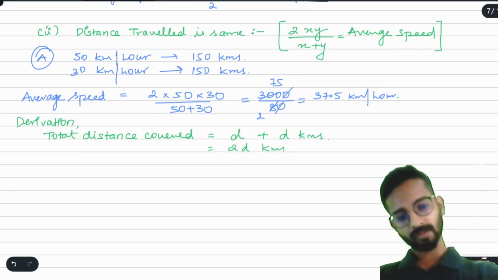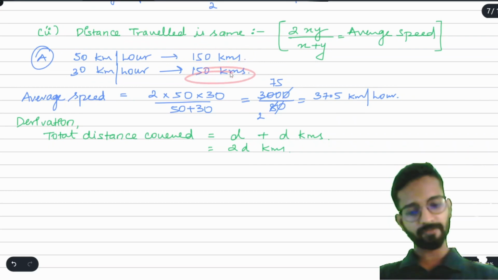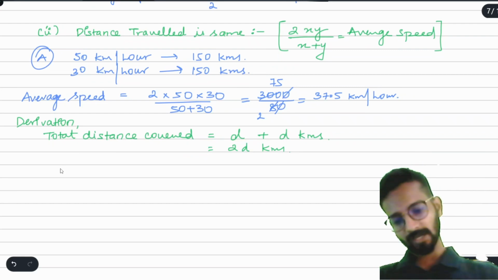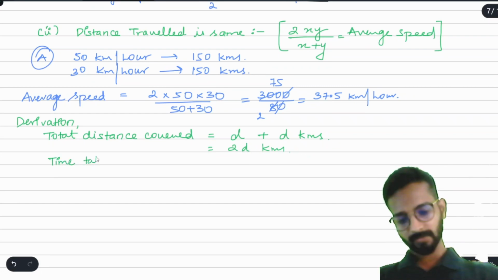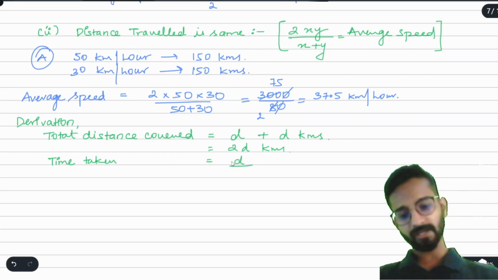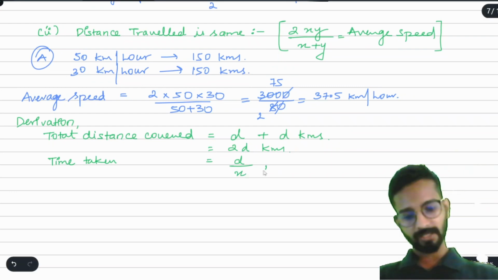How? First I covered 150 kilometers, then again I covered 150 kilometers at different speeds. So I am writing first I covered d plus again I covered d because the distance is same. So I can say total distance covered is 2d kilometers. Now after this what happens? How much is the time taken? Time taken is, first distance travelled, what is the speed? I can say x kilometers. Then for the next part d at y kilometer.